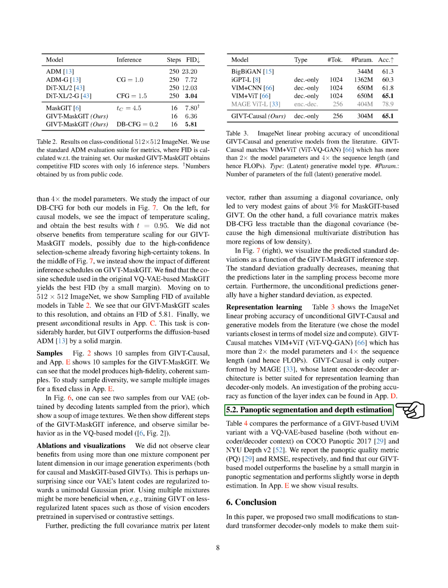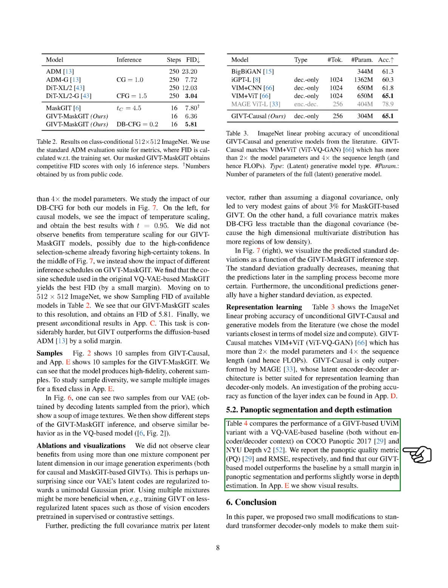Section: Panoptic segmentation and depth estimation. We're going to discuss the comparison of two models, one based on GIVT, grouped instance vector transformer, and the other on VQ-VAE, vector quantized variational autoencoder. Both of these models lack context in their encoder-decoder setup. We tested these models on two datasets, COCO Panoptic 2017 and NYU Depth V2. We used two metrics to evaluate their performance.